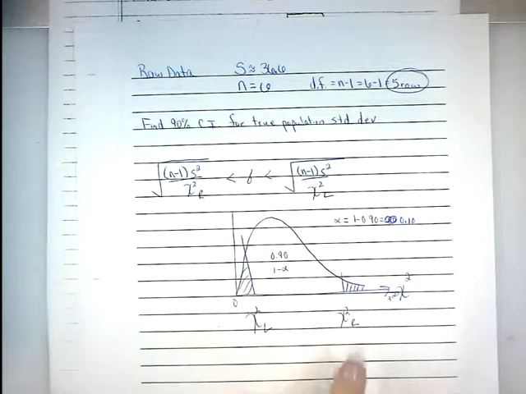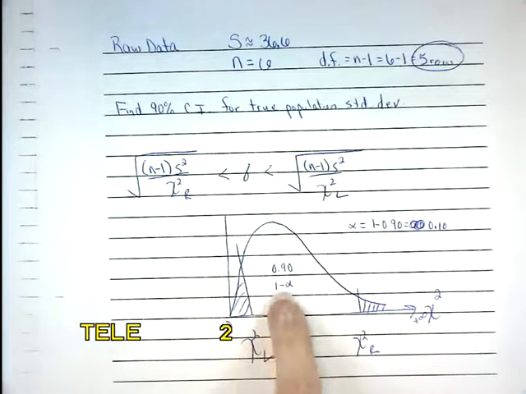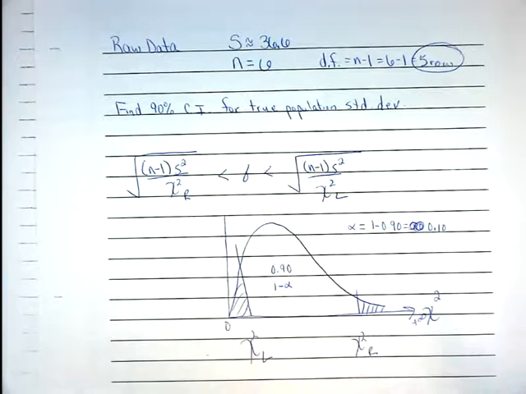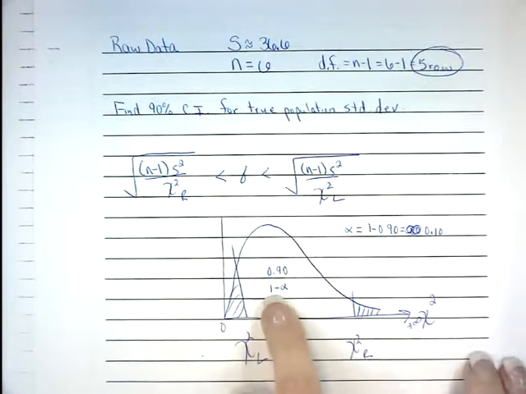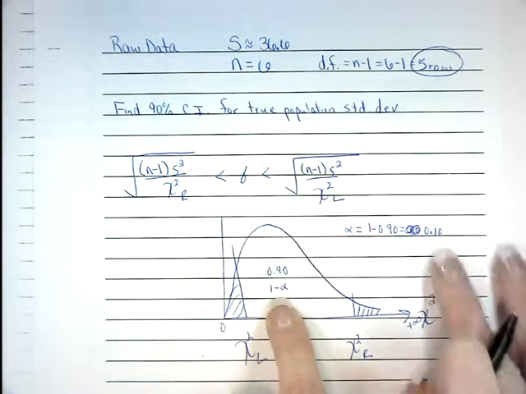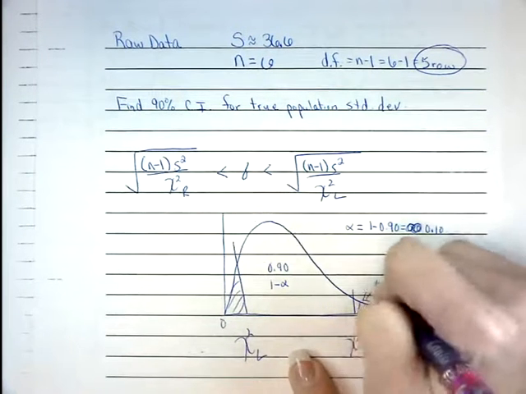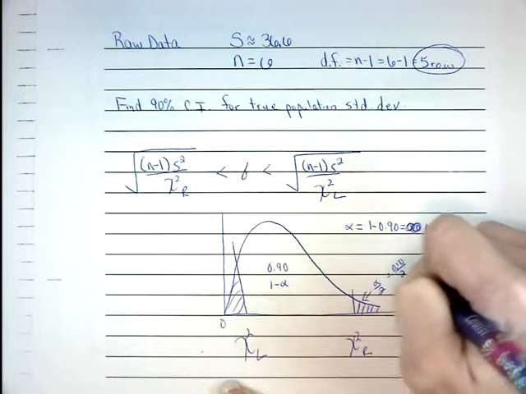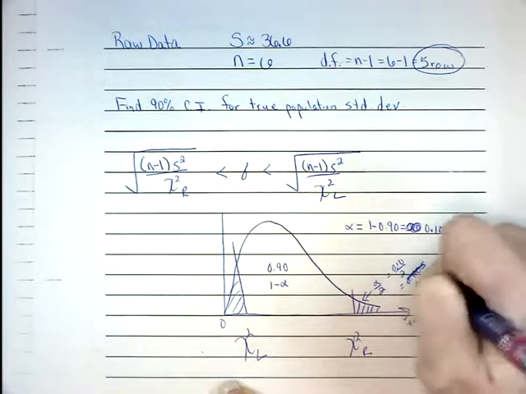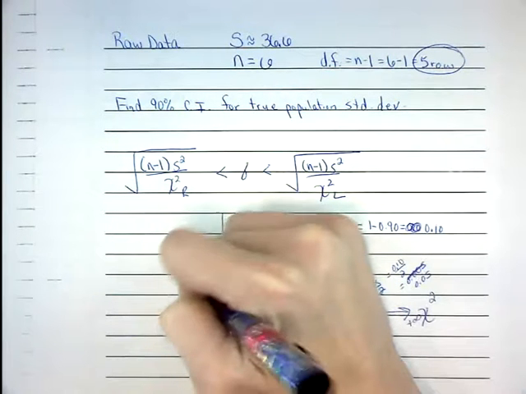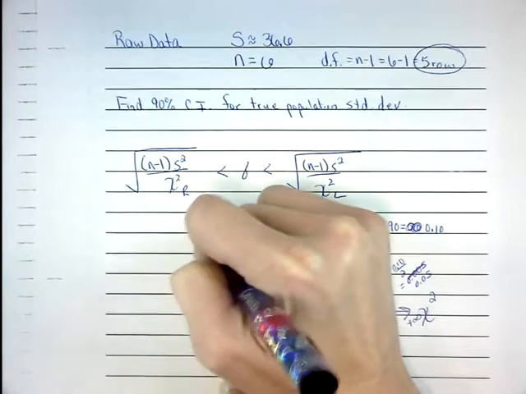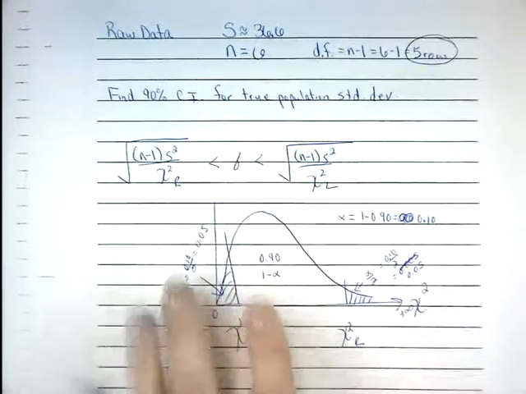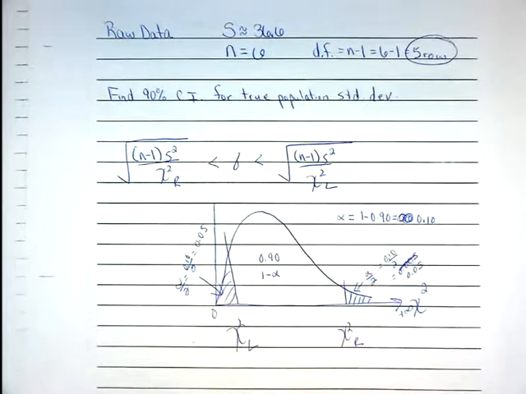So alpha is 10% since our given degree of confidence is 90%. And this unshaded area between these two chi-square values is the degree of confidence, 90%. 1 minus 10% is 90%. Alpha is 10%. This is alpha over 2, which is 10% divided by 2, which is 0.05. So 5%, 90%, and 5% is 100%.